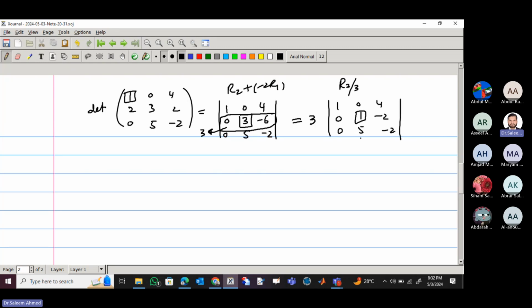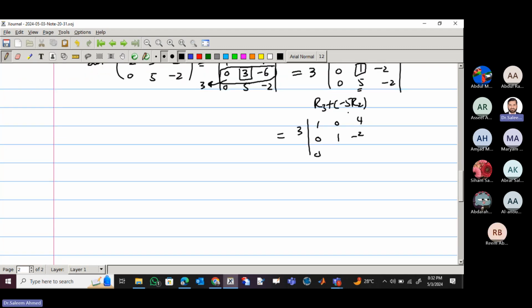Now use this one to make this 5, 0. So R3 minus 5R2. And determinant does not change with row replacement operation. No need to adjust anything if you are replacing a row by a multiple of another. So it will become 0, 5 minus 5, 0, and minus 2 plus 10, 8. Now you see it is upper triangular.